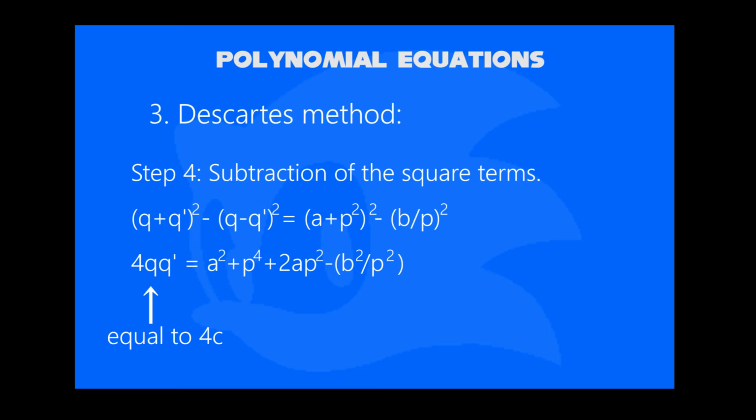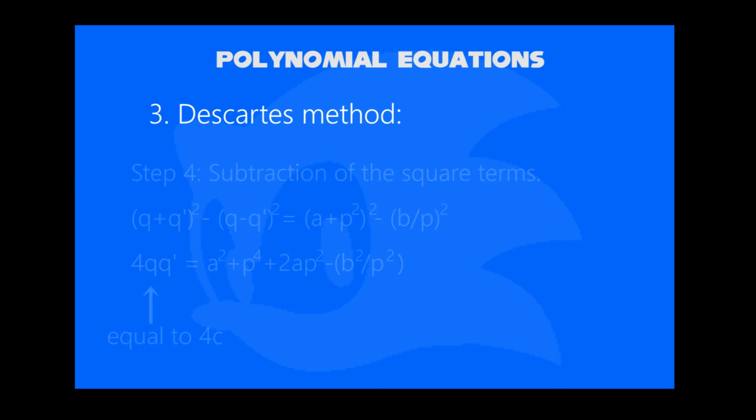Then simplifying them together, the left-hand side can be obtained as 4qq', or 4c, while other terms are neglected. In the right-hand side, we write a squared plus p to the fourth plus 2ap squared minus b squared divided by p squared. If you see the term p squared found in the denominator, multiply on both sides.